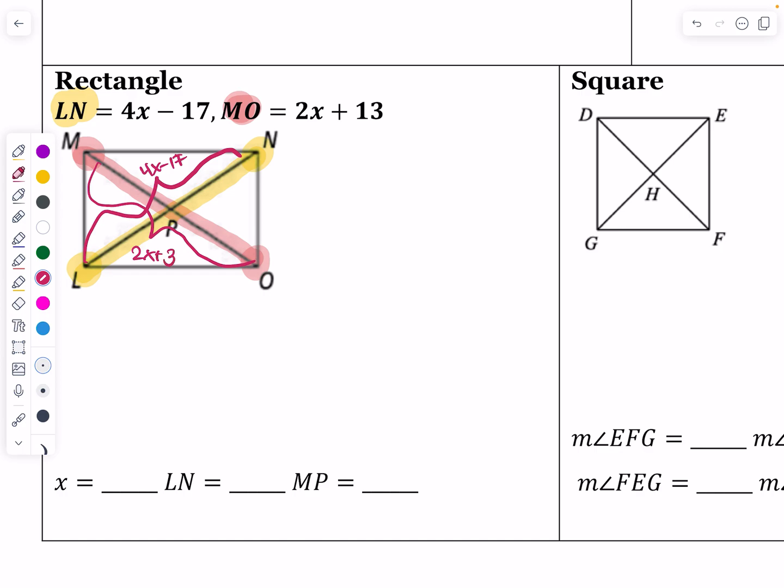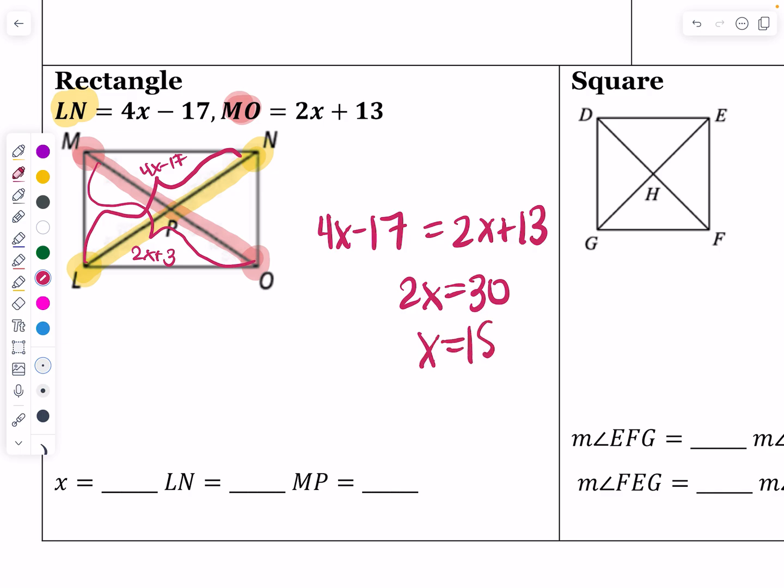The diagonals of a rectangle are going to be equal to each other. So I'm going to set 4x minus 17 equal to the other expression, 2x plus 13. We're going to do some quick algebra here, and we end up getting that x is 15. So if x is 15, they want to know, well, what is L to N? You just go back and plug it in. When you plug that in, you're going to get 43.